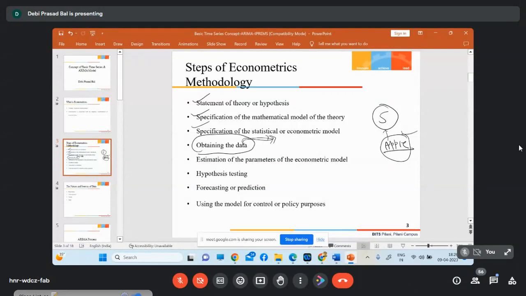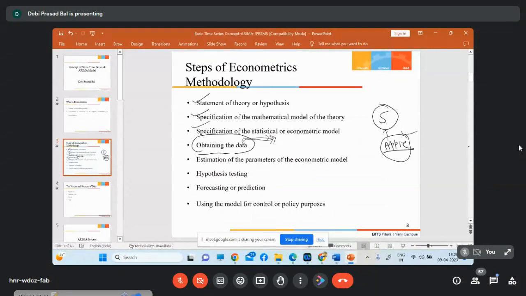Data is your input, so you have to be very extra careful on data because we are providing some input. If your input is incorrect, definitely your result will be incorrect. That is the MCQ. Okay.